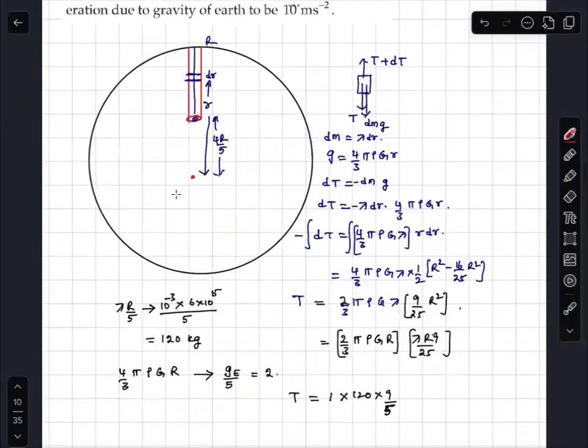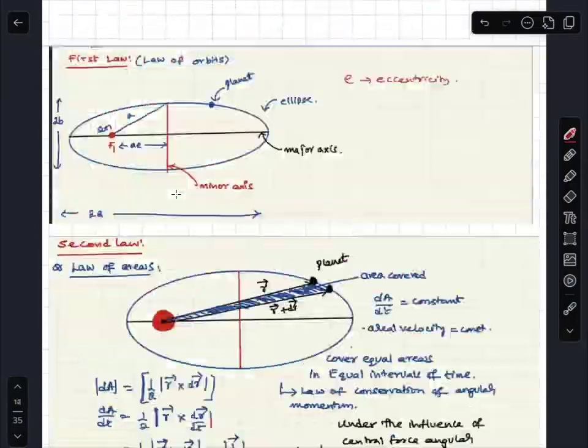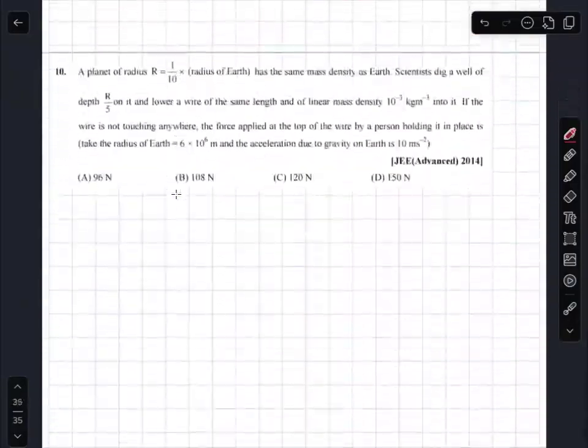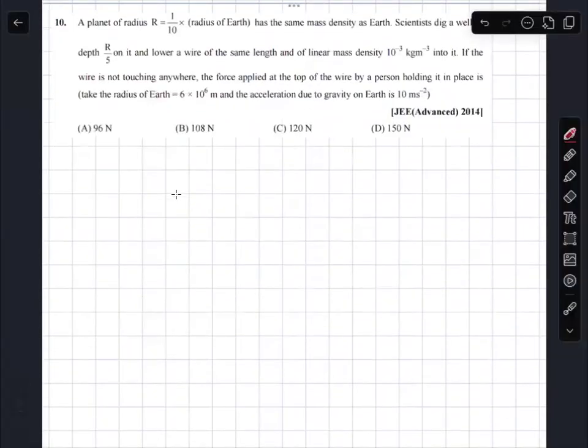We have done this, right? So therefore, for that question, you will get an answer of nearly 108 Newton. We got the same, I think, there. 108 Newton. Only thing is, proper integration is to be taken care of. You will get 108 Newton as the answer. We have already done this.